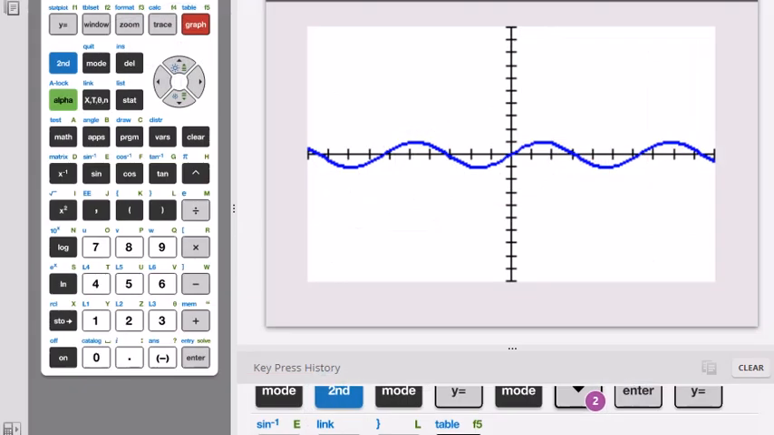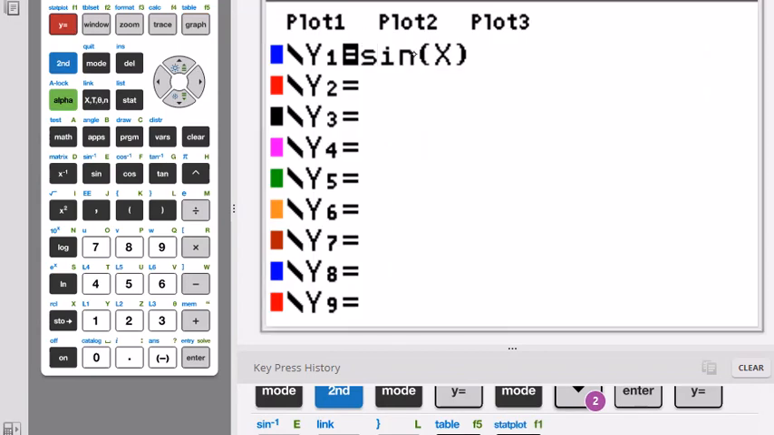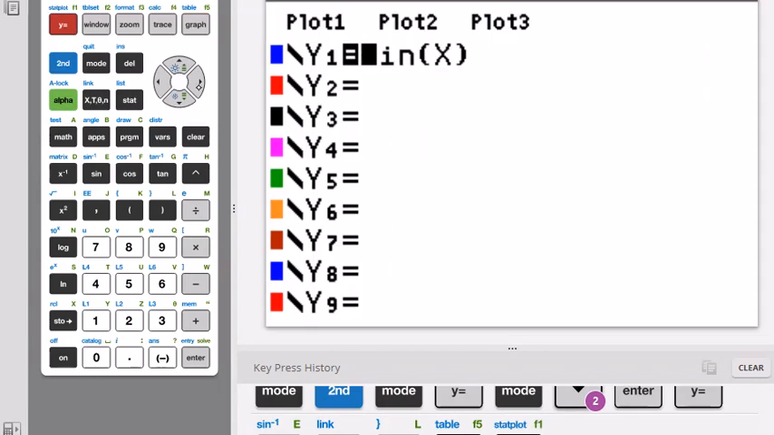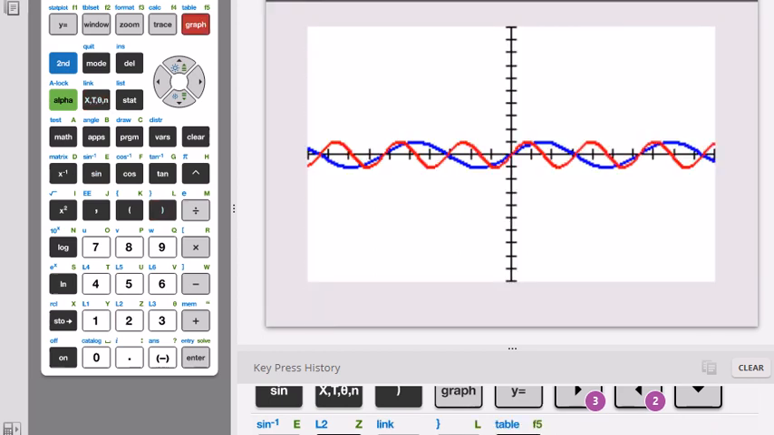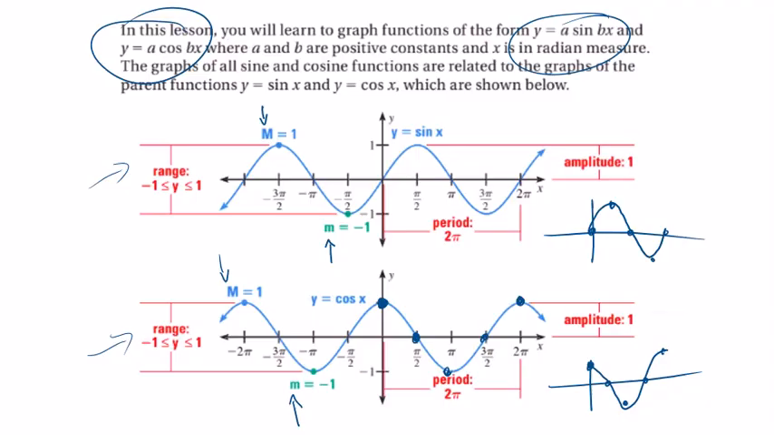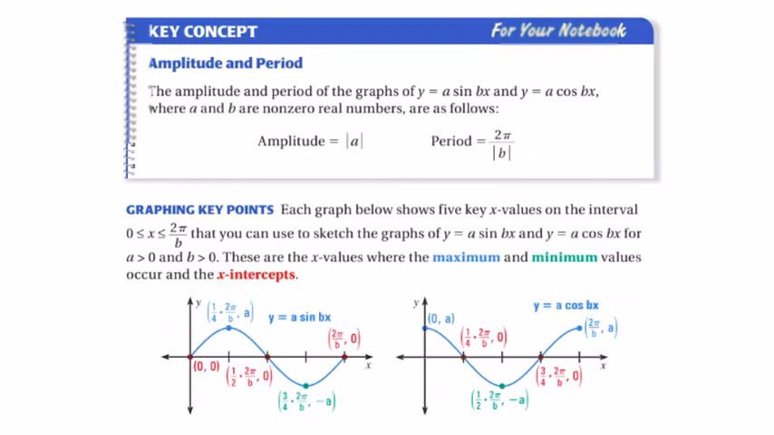So feel free to experiment with your calculator and add in a 2x. Alright, you could arrow down to y2 and do sine of 2x and see what that looks like instead. Alright, and kind of studying what happens to the graph. You can always use Desmos.